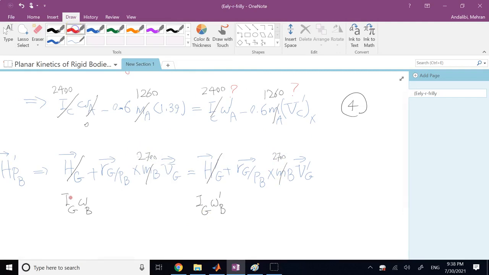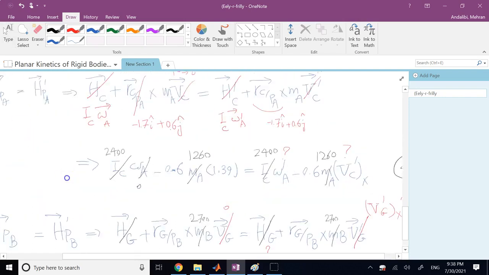And this I, as I said, is 7600. Block B has no rotation before impact, so this is 0. Omega prime B is an unknown. V of G before impact is entirely 0. V of G after impact is only the X prime component, because the Y prime component is simply 0.